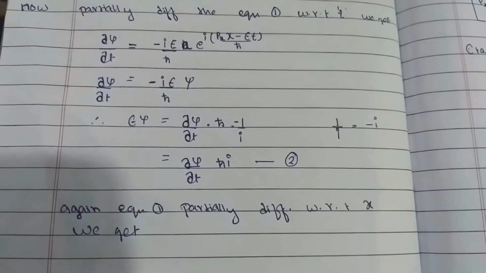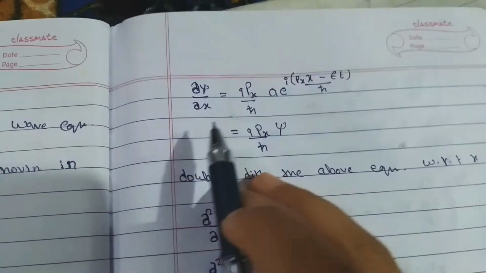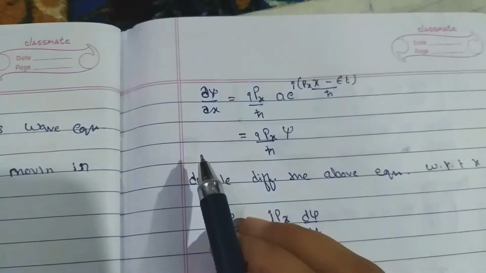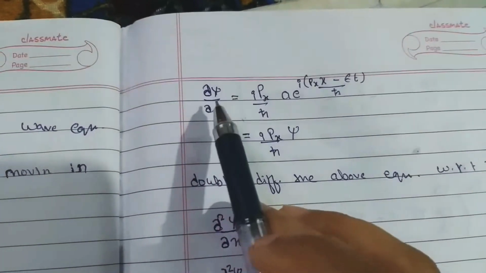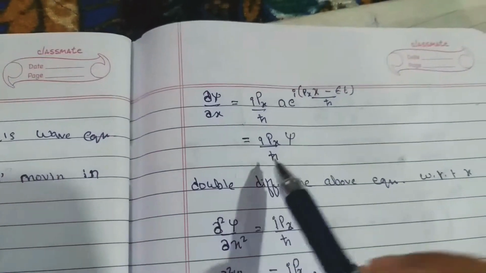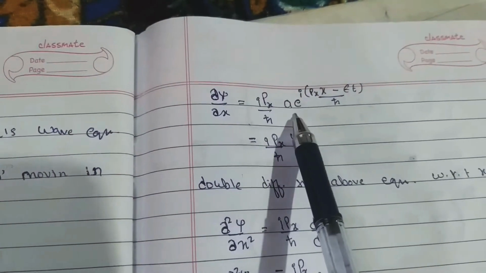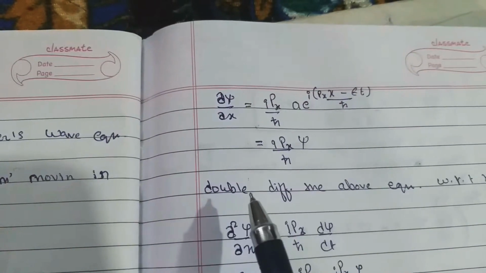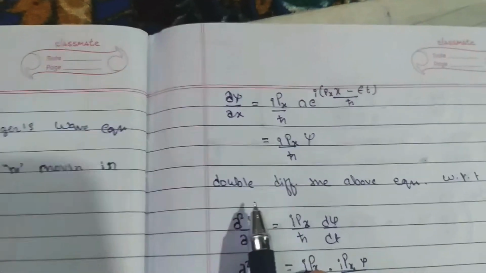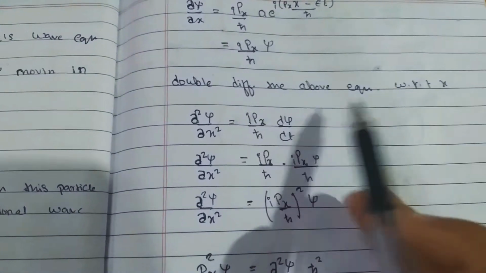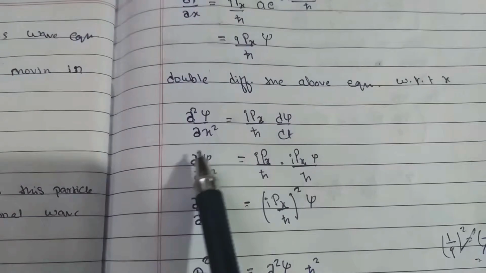Now again we have to partially differentiate equation 1 with respect to x. Let's see what we get. Before, we differentiated equation 1 with respect to t, now we have to differentiate it with respect to x. So similarly we get this result, and this is the same as psi, so we have written psi in its place. Now again we have to double differentiate it with respect to x.